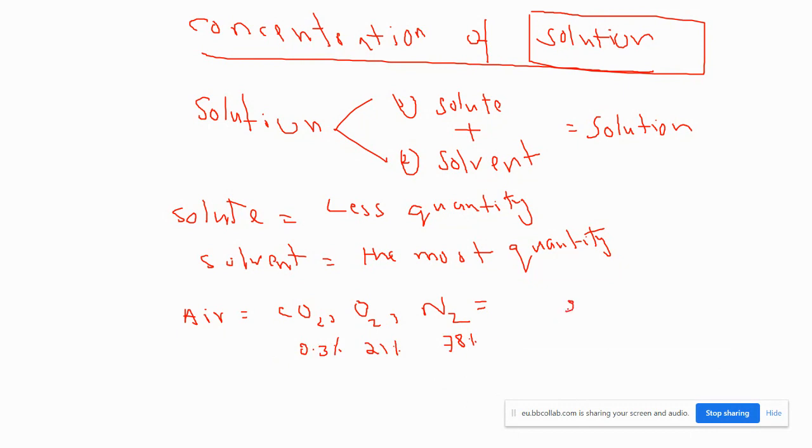So which one is the solvent here? You check the most quantity, which is nitrogen. We call this the solvent. So for air, nitrogen gas is the solvent. Why? Because it is found in larger quantity, 78%. Oxygen, carbon dioxide, and other gases are solutes.